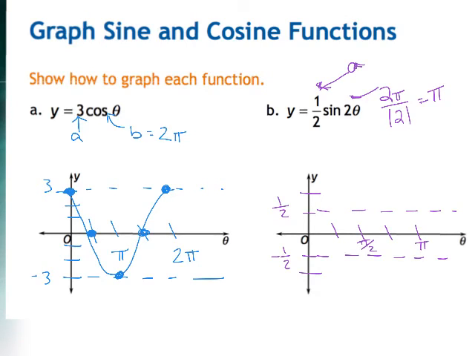So to graph it, let's see, this is sine, so we start at the origin. We work our way up to the max, halfway up, go back down at the midline. Then 3/4 of the way, we go to our minimum. And then at the end, we go back up to our max. So that would be our curve for half sine 2 theta.